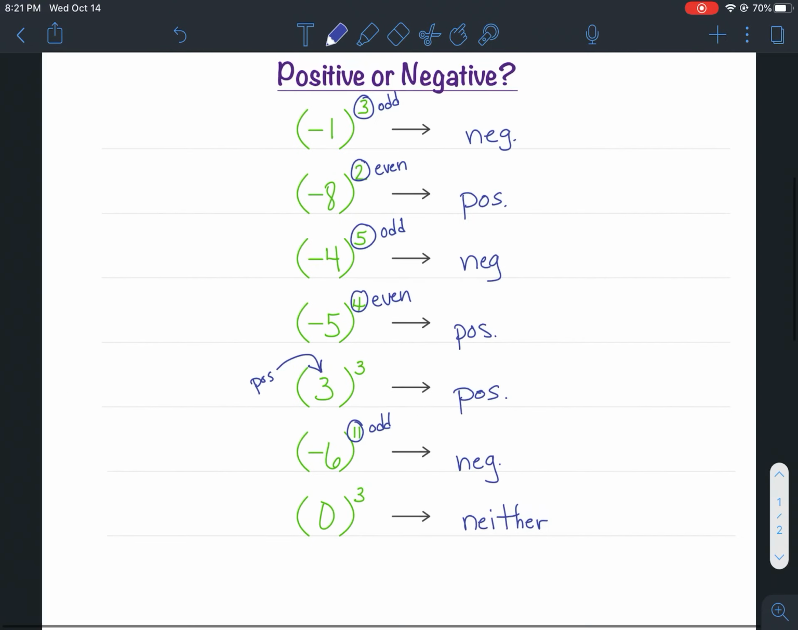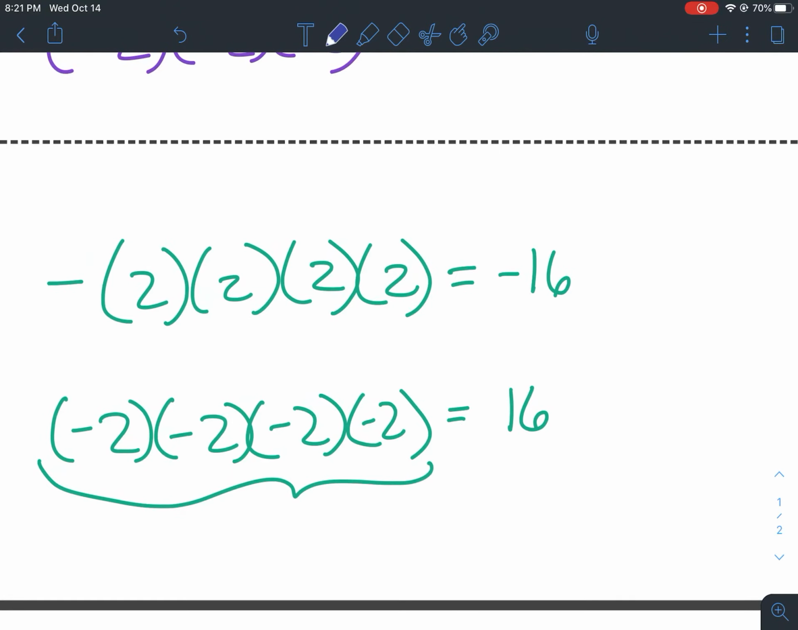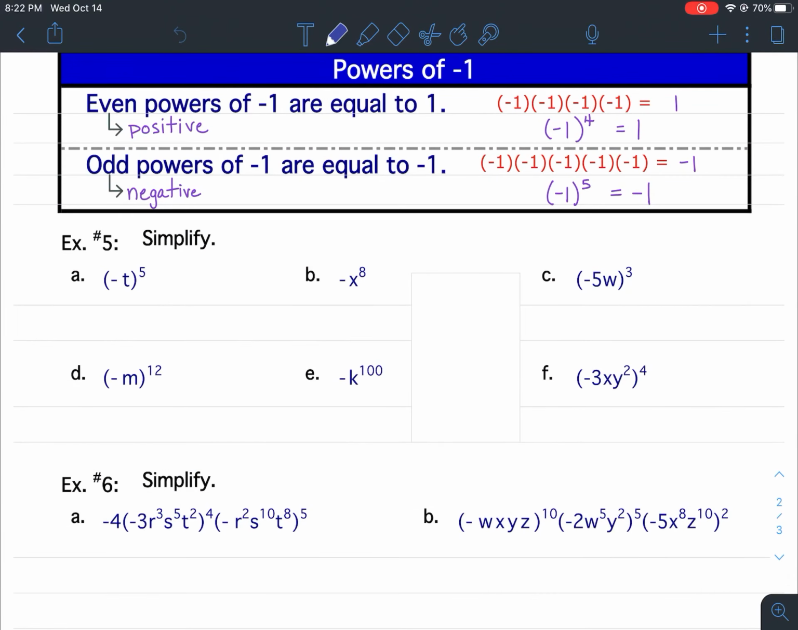Okay, so that's why it is extremely important that we use parentheses. If you don't use parentheses and the base is a negative number, it's going to give you a negative no matter what. So you must use parentheses. Okay, so again, if you're multiplying and the base is a negative number, even amounts will give you a positive answer. Odd amounts will give you negative. If the exponent is even, positive. If the exponent is odd, it's negative.